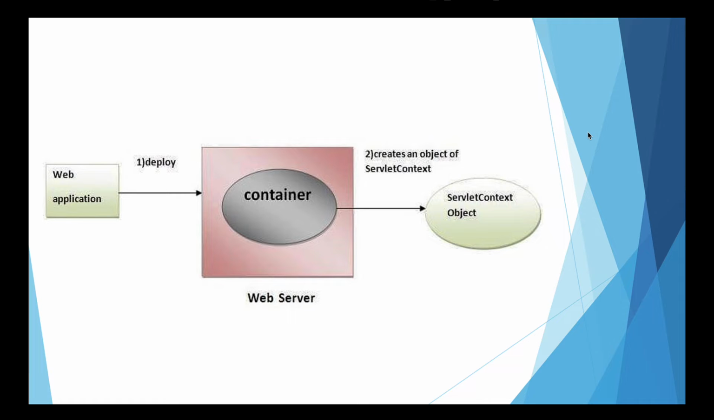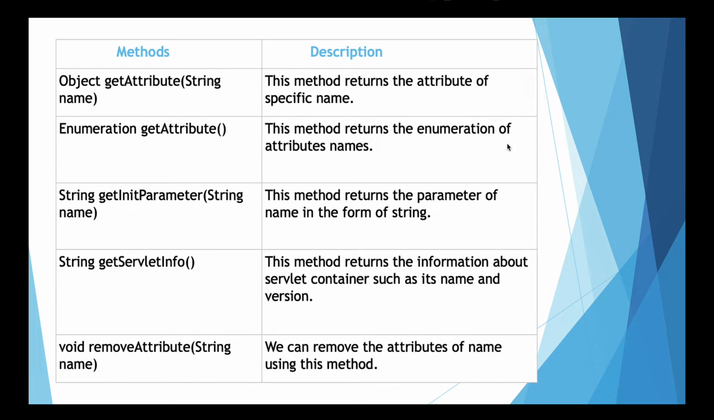So let's see this diagram. This is the web application. First we deploy it on the web server, as usual inside the web container. After that, it creates an object of servlet context. This is the servlet context object. So there are a few methods.